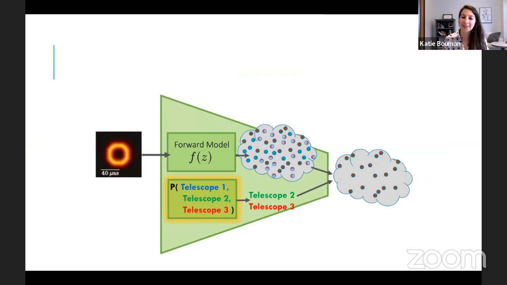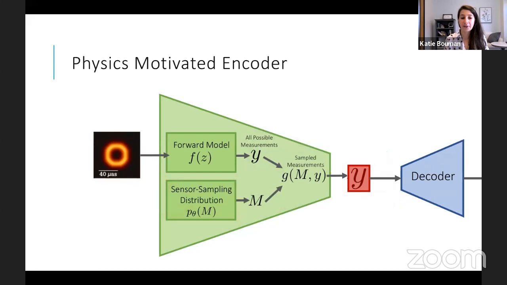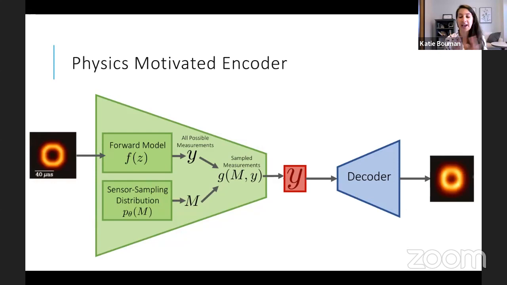And so every time we sample, we obtain a different subset of possible measurements that are then passed on to the decoder to recover an image. And we can string all the pieces into a single differentiable network with the trainable blocks highlighted in red, which are the sensor sampling distribution where we sample from, so the parameters of that distribution, and the image reconstruction network.